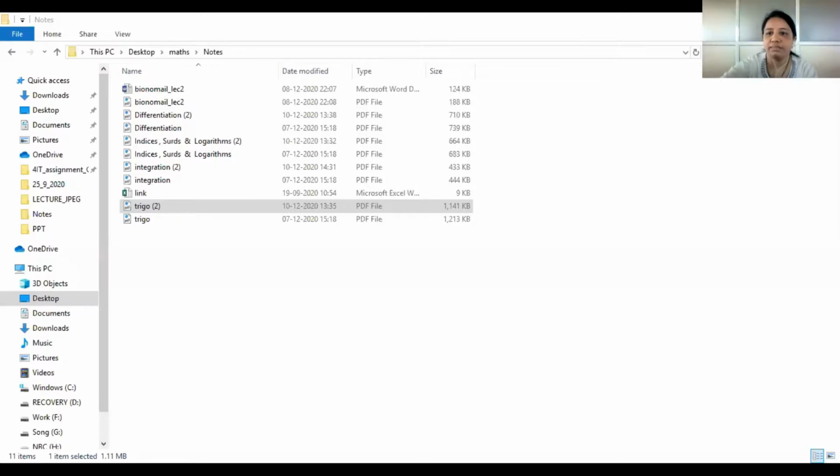What is the relationship between cos theta and... the PDF is not visible. Okay, fine. Let me share again, right?